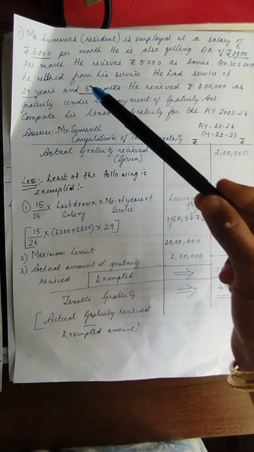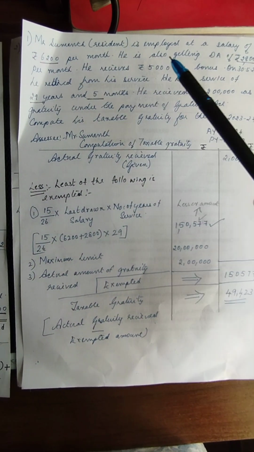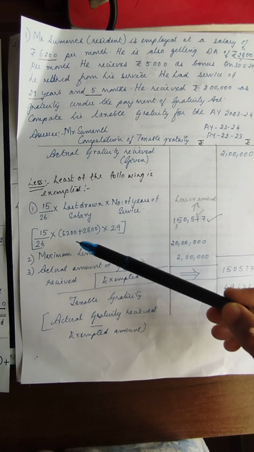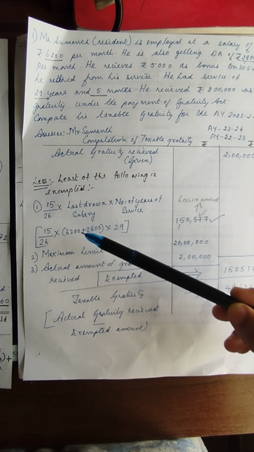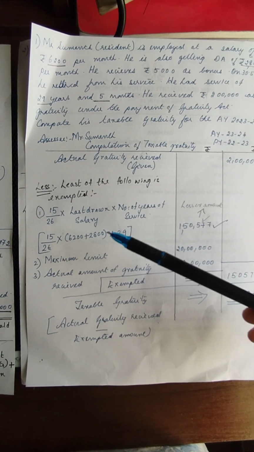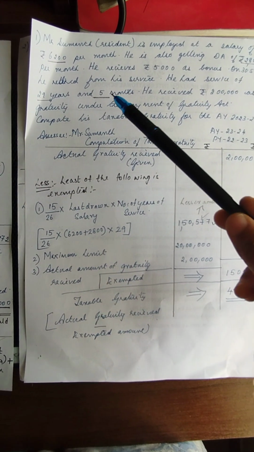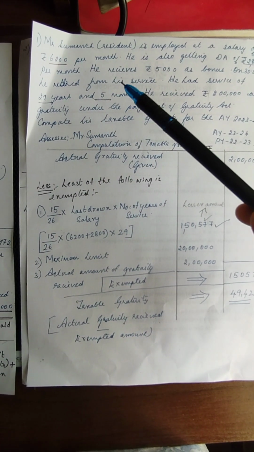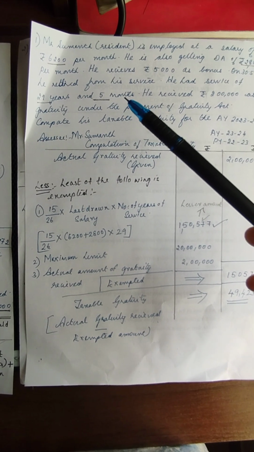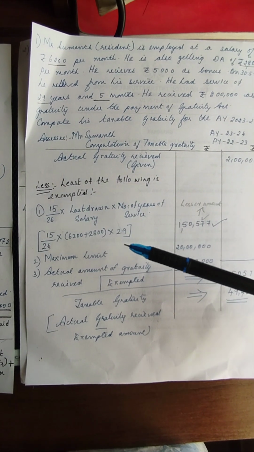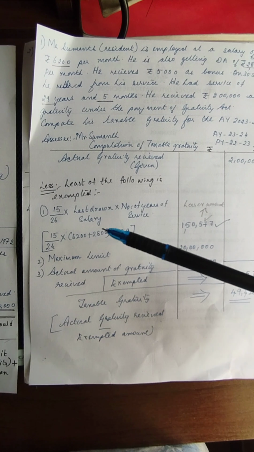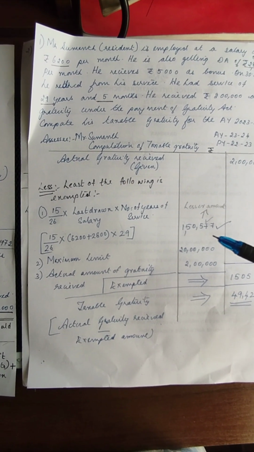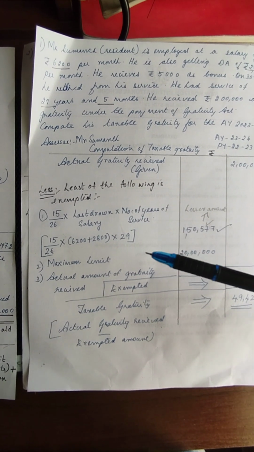What is our last drawn salary? 6,200 per month, and he is also getting a DA of 2,800. So that is what I have added here: 6,200 plus 2,800, multiplied by how many years of service he had? 29 years and 5 months. But ignore the 5 months. We are not considering it because it is less than 6 months. So I have taken 29 years. When we multiply all those things together, the result is 1,50,577. That's our first step.